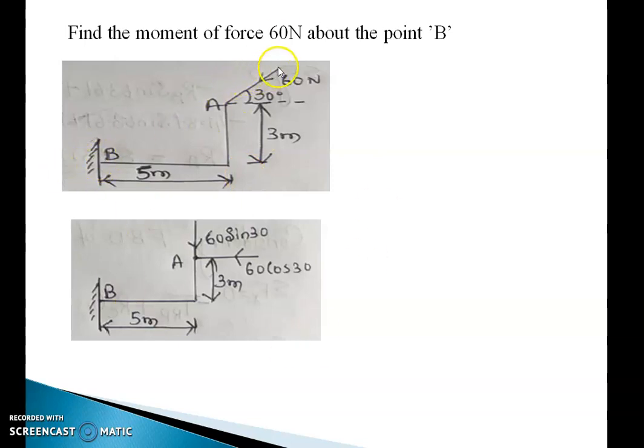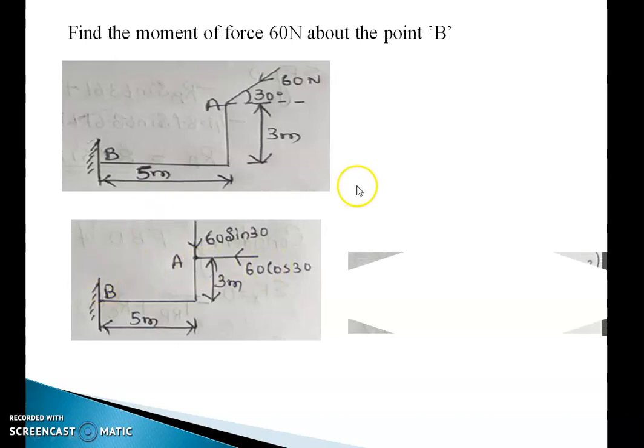When force is given with respect to some inclination, first step, resolve it into two components. The force of 60 Newton is converging towards point A, so the other two forces, horizontal and vertical, also converge, and the force makes an angle of 30 degree with respect to the x-axis or horizontal axis. So the x component of force will be 60 cos 30, and the y component will be 60 sin 30. So I have already resolved. Now I need to find the moment of these two forces separately about point B.